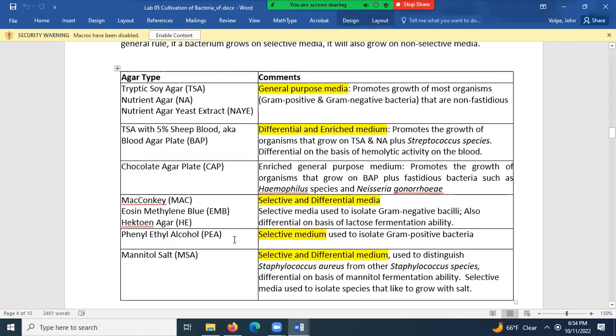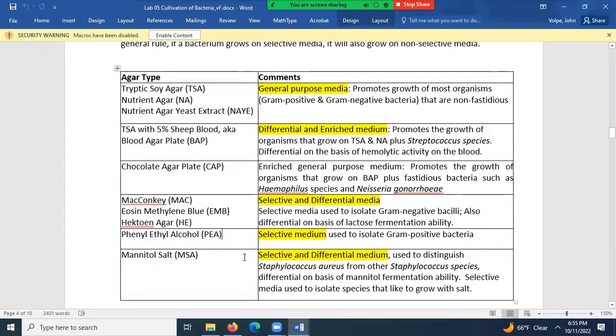Let's talk about PEA. It is a selective media, and this one is only selective. PEA is selective against gram negative, so we use PEA to grow gram positive bacteria. What happens is PEA has ethyl alcohol in the media, and ethyl alcohol gets inside the gram negative cell wall. It has lipids, so the alcohol gets in it and then stops the growth of the gram negative cell. The gram positive cells do not have lipids in their cell wall, and so they can grow on PEA.